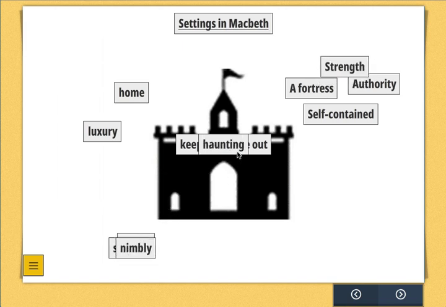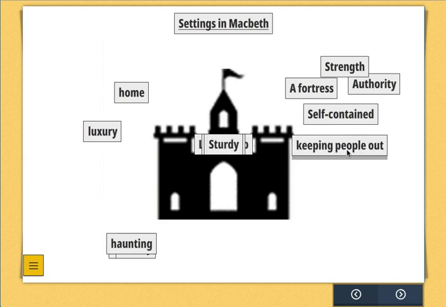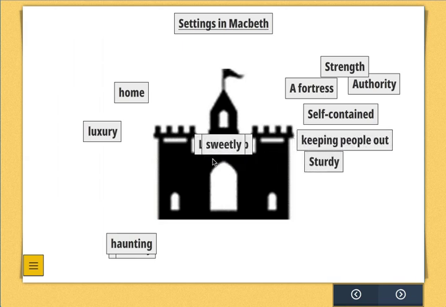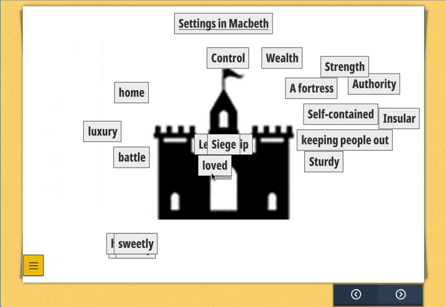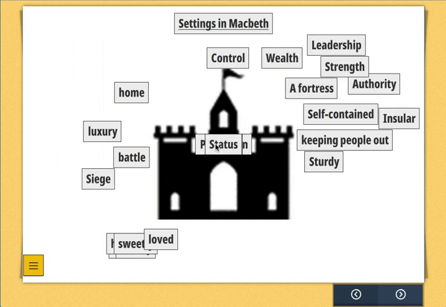Some of these words I'm coming back to in a moment. It is made for keeping people out, so therefore it's sturdy. That one. Ideas about wealth. I've used that word already. Insular. It's kind of quite inward looking. It's all about control. Okay. It could be the seat of a battle. It could very much so, because we just talked about the idea of kind of keeping people in and keeping people out. So it could very much be the place of a battle or the place of a siege if you're kind of inside. It's a place of leadership and status and power.